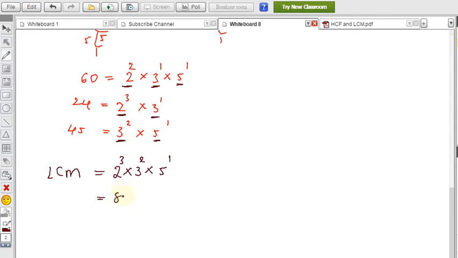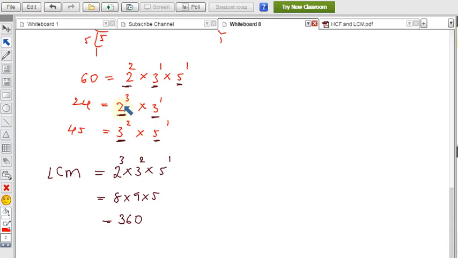2 to the power 3 is 8, 3 to the power 2 is 9, and 5. 8 into 9 into 5 is 360. So 360 is the LCM of 60, 24 and 45. The only thing is we need to take the maximum power of the same base across these three numbers.